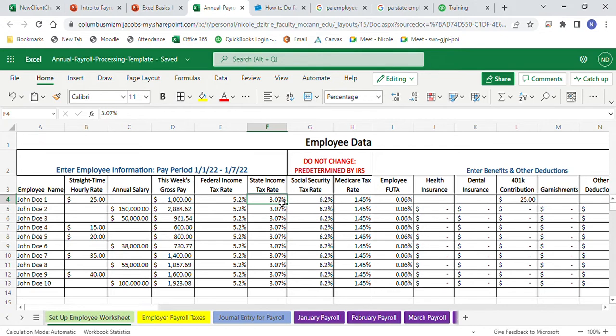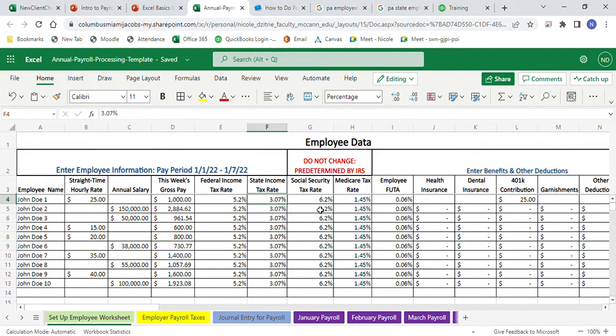So if Pennsylvania changes to 3.09 or 3.08 next year, you just have to change this and they'll all change accordingly. Again, we said Social Security rate is 6.2%, but there is a cap on that. That'd be something you have to be cognizant about while you're calculating if you're doing it manually. Once you hit that amount, you have to stop taking it out of the employee. And you also, as the employer, no longer have to pay the 6.2% once they reach that amount.